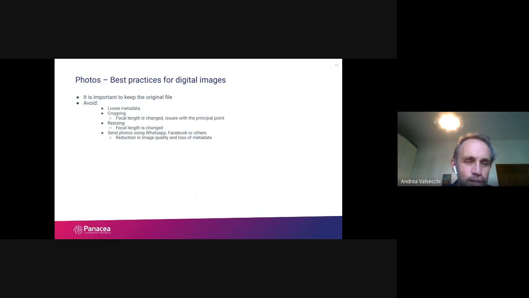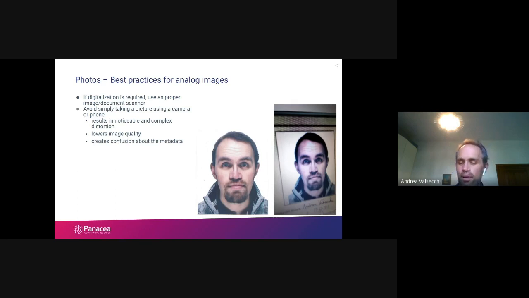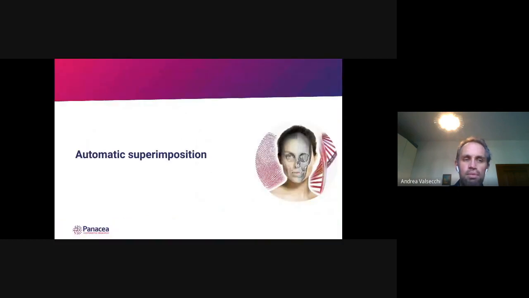Those are my recommendations for handling this data. And now the last part of the talk is about automatic superimposition.